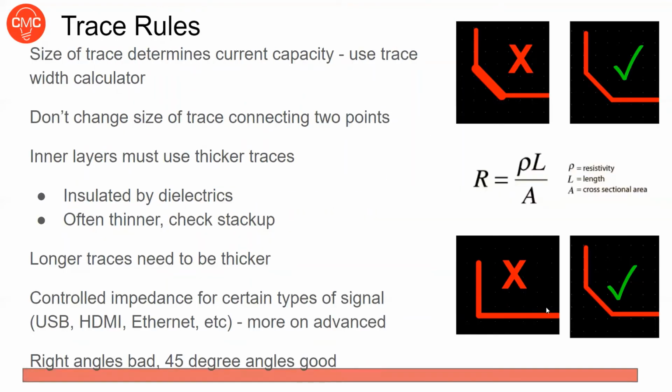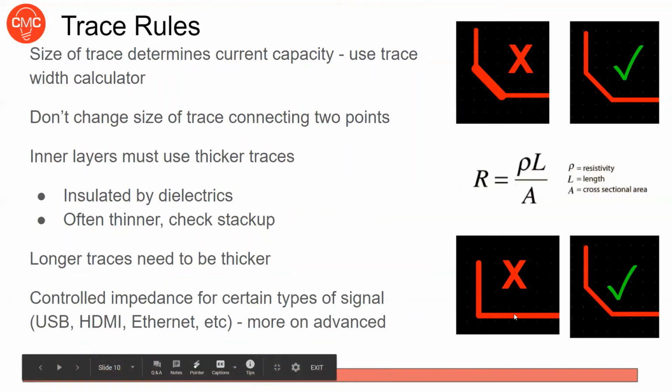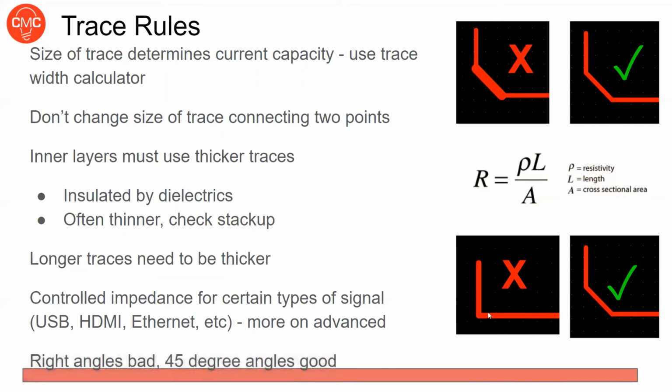Do not route at right angles. This is something that's kind of archaic, honestly, in board design. It used to matter because traces could peel up, based on the chemical etching that was done to create these boards. That's not really something that's done anymore, so it's not as relevant.